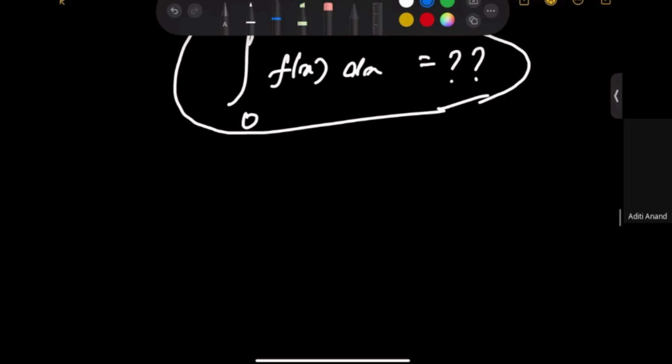Before that, maybe I'll just show you what this is. Suppose you have a sine graph from 0 to twice pi.